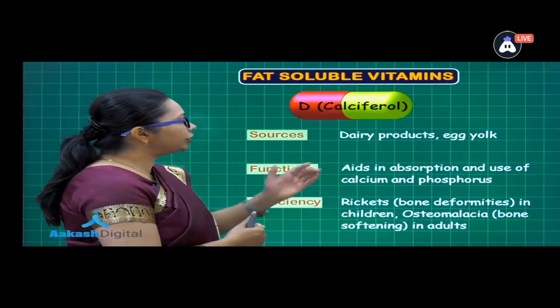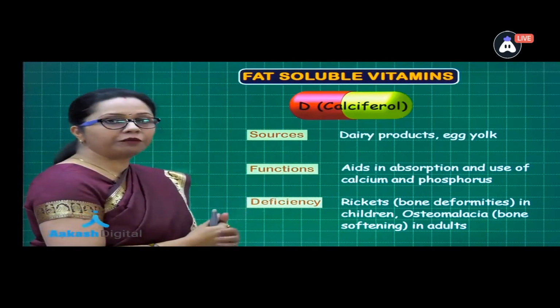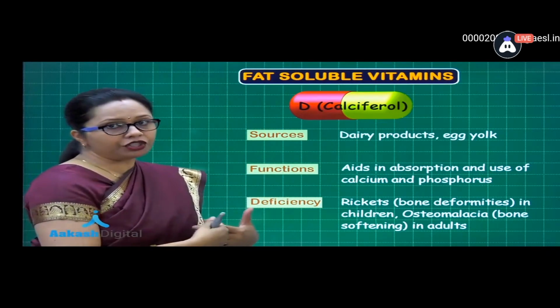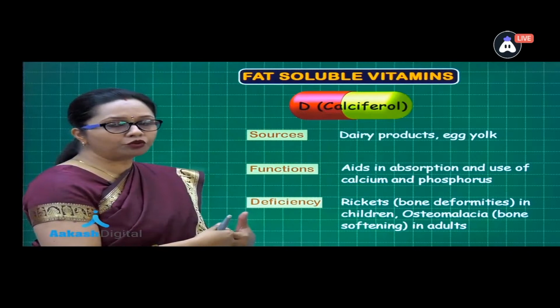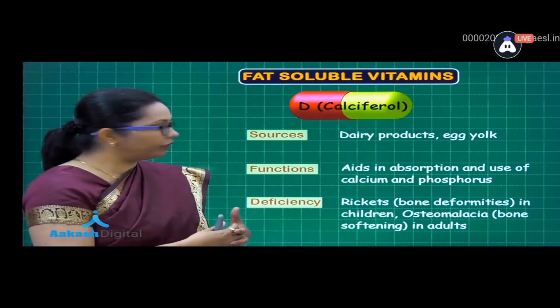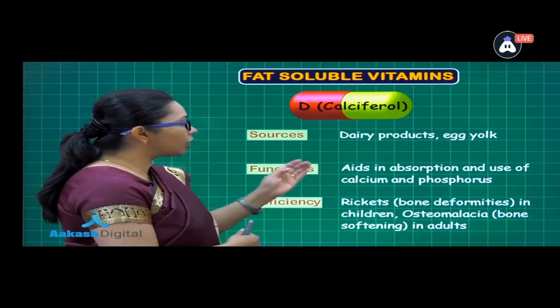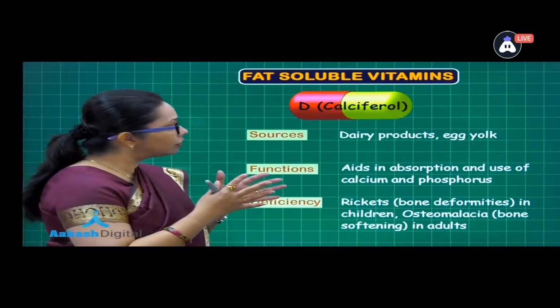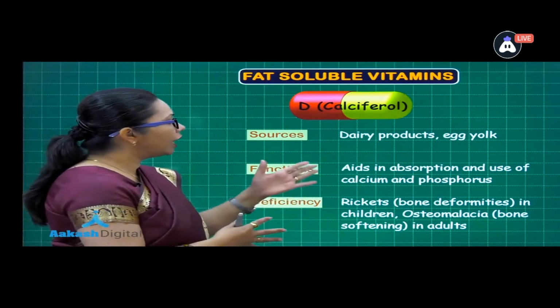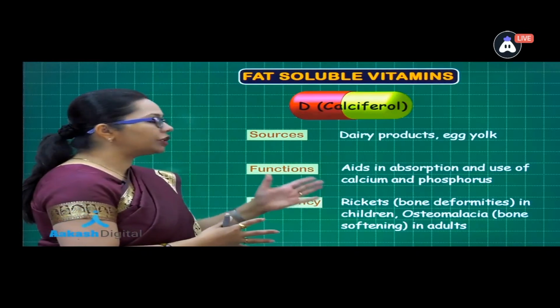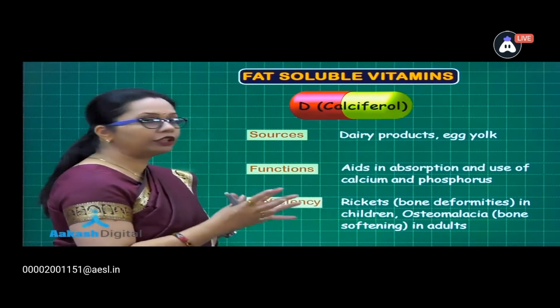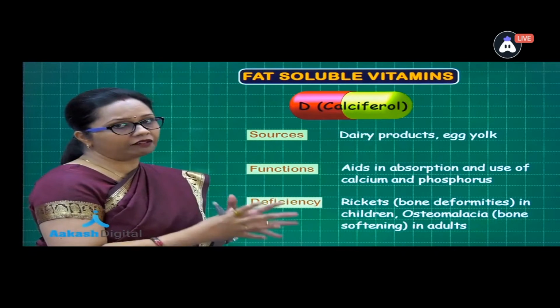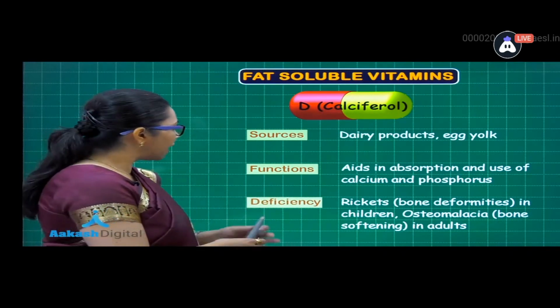Now functions, it aids in the absorption of calcium and phosphorus. So whatever calcium we are taking in the diet won't be absorbed if there is no vitamin D available. Its deficiency causes rickets, that is bone deformities in children, and osteomalacia, that is in adults. Osteomalacia, where the bones become weak and easily get fractured.